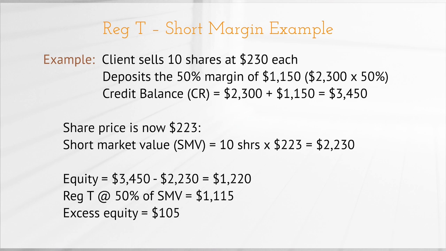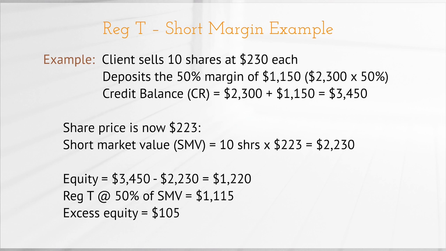We have a client that sells 10 shares at $230. So they have proceeds of $2,300 at the very beginning because they're shorting the position. They deposit 50% to make their margin at $1,150. And the total, because they have proceeds of $2,300, they deposited cash of $1,150, their total credit balance is $3,450. Now let's say in a few days that the stock price starts to go down, which is a good thing for our client because they're betting on a decrease in a short position.